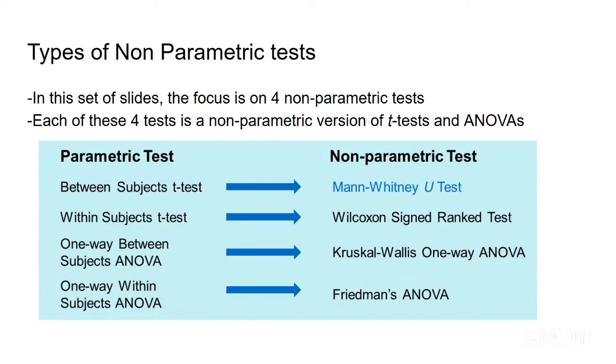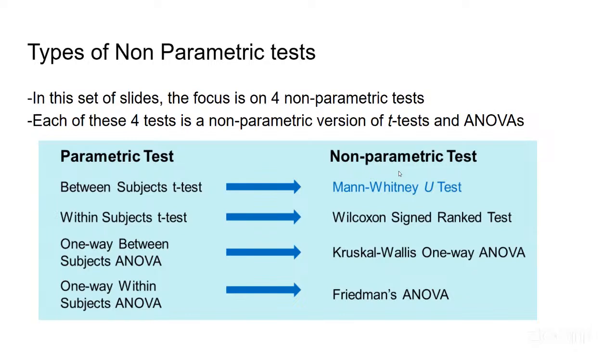So there are different types, already discussed, the parametric and the non-parametric. Between subject t-test, that is the parametric test, but in case of the non-parametric, it will be the Mann-Whitney U-test. Within subject t-test, there we can write Wilcoxon sign rank test. One way between subjects ANOVA, there you can use the Kruskal-Wallis one-way ANOVA. One way within subjects ANOVA, that is basically the repeated measurement, so here you can use the Friedman's ANOVA.